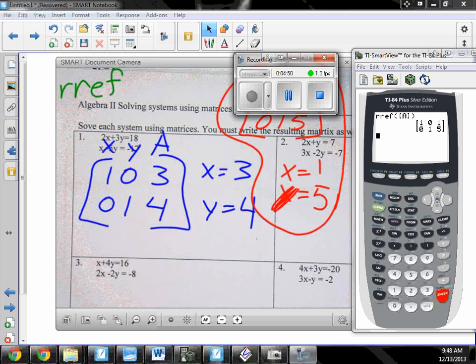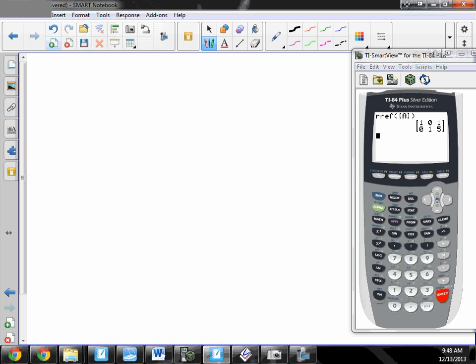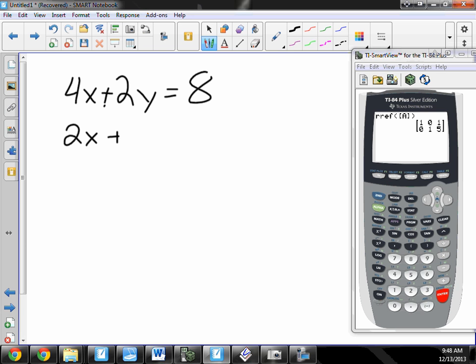What if I had a function or a system that looked like this? What if I had 4x plus 2y equals 8, and 2x plus y equals 4. What do you notice about that system? I could divide the top by 2, and it would be same as the bottom, so we should expect infinite solutions. So let's plug these in.